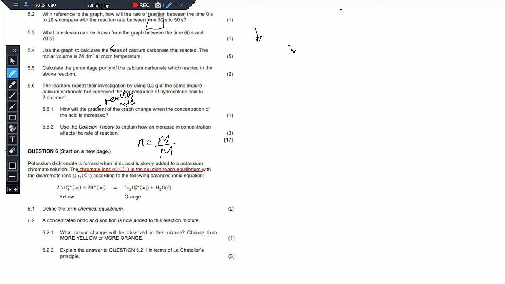We know that reaction rate increases, therefore the graph will become steeper, right? So there will be a greater gradient now. So that is 5.6.1.